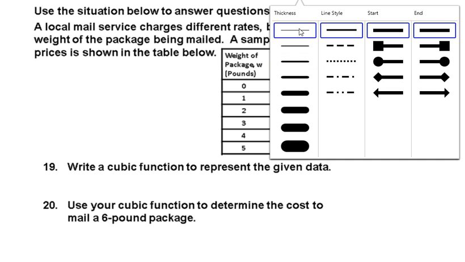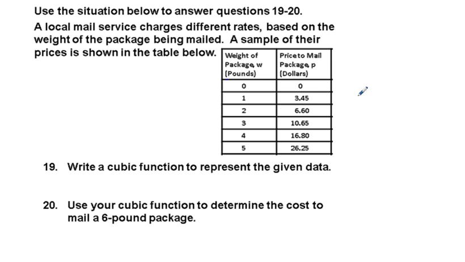Now, the first thing we're going to do is note that we have a cubic function because they communicate that to us. In finding a cubic function, the first thing we do is find our first differences. We have 3.45 minus 0, so that's going to be 3.45. The next one we have is 6.6 minus 3.45, so that's going to be 3.15.